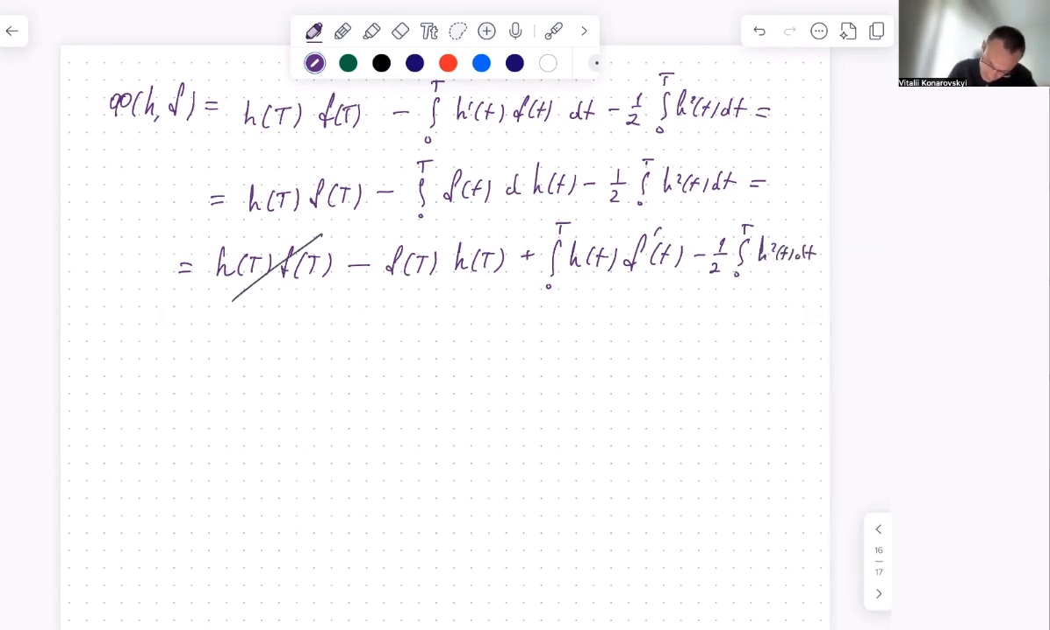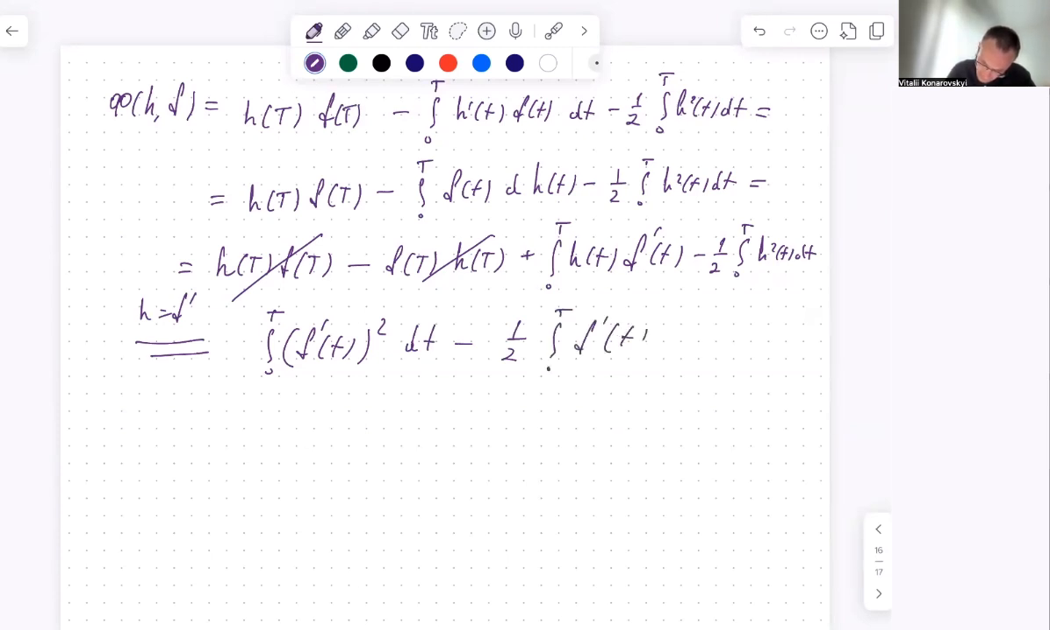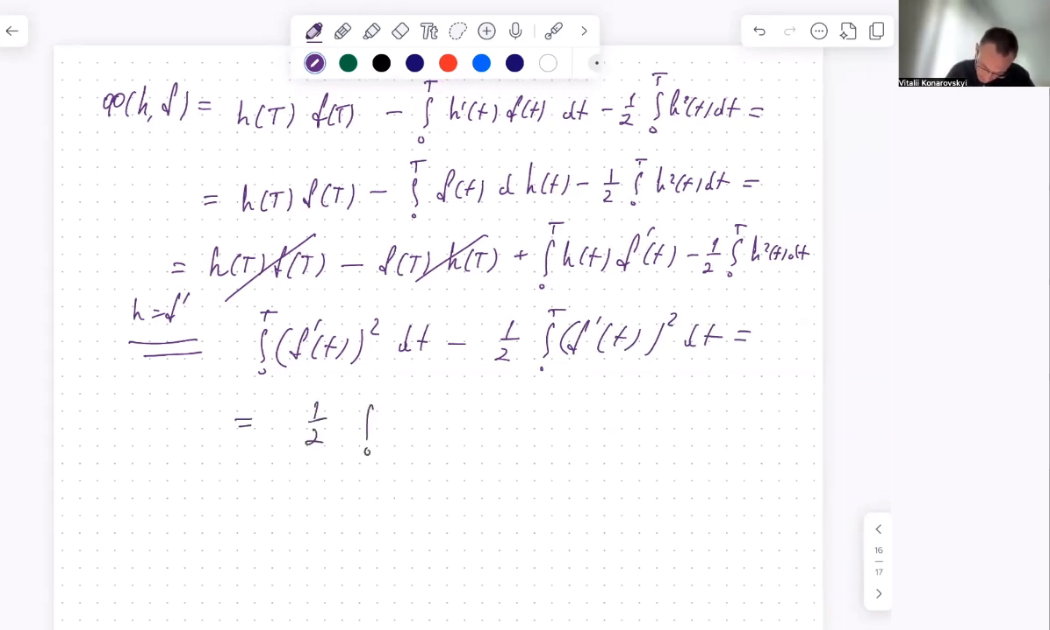And now, so that disappears. And now let's recall that h is f prime. So then you will have integral from 0 to t, f prime of t square dt minus 1 over 2 integral from 0 to t, f prime of t square dt, that is equal to 1 over 2 integral from 0 to t, f prime of t square dt, that is exactly the rate function I of f.